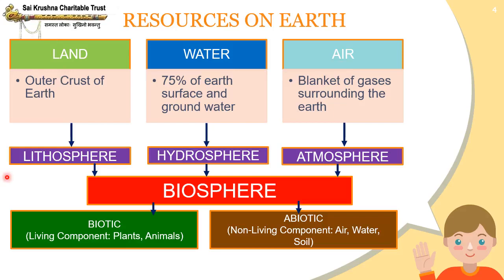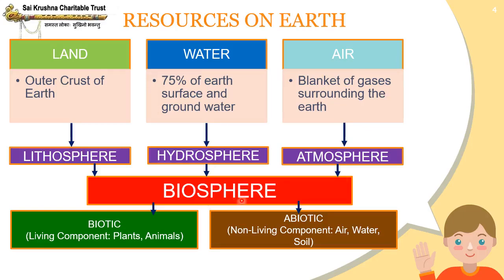The land which covers the outer crust of the Earth is called the lithosphere. Most of the Earth's surface is covered with water, about 75%. This, along with groundwater, for example, water that comes from wells, makes up the hydrosphere. Also the air, which covers the Earth like a blanket, is called the atmosphere. So the lithosphere, hydrosphere and atmosphere together make up the biosphere. This is the area of Earth where life exists.